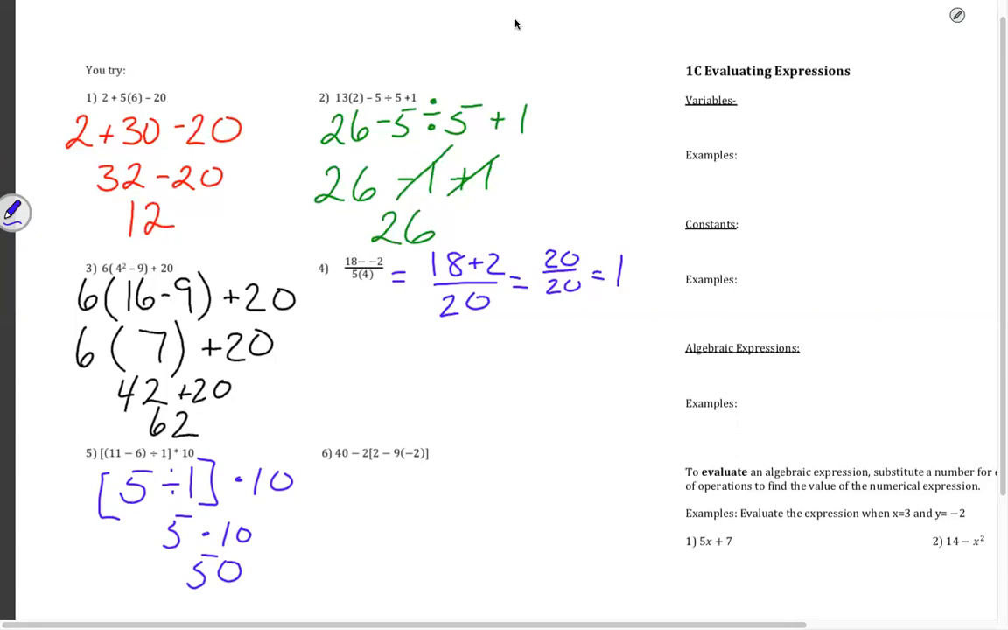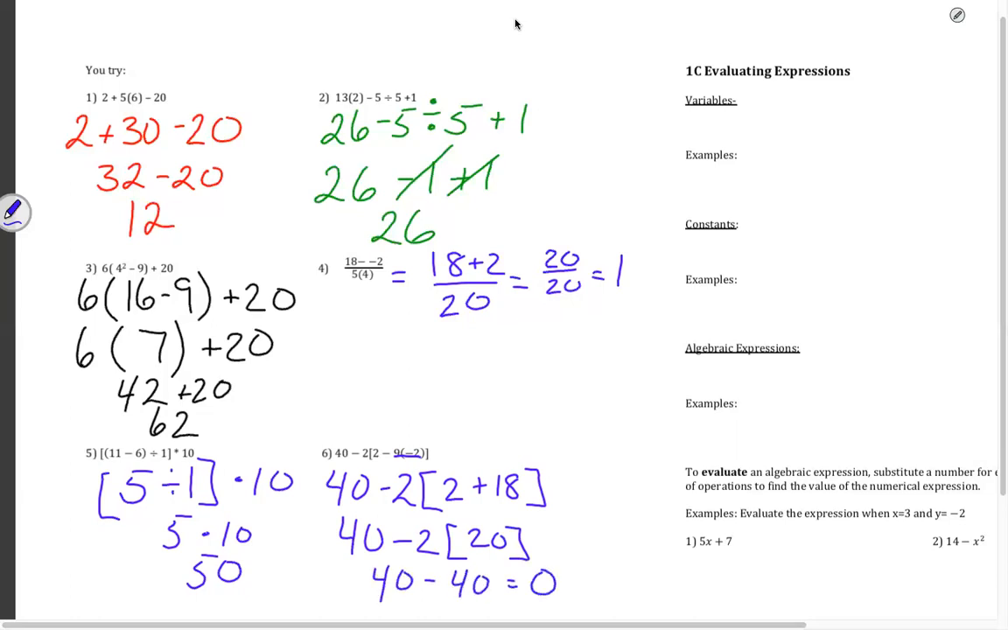And then for number 6, we're going to start all the way inside, all the way right there. So I have 40 minus 2, bracket 2, and then that's plus 18. Because negative 9 times negative 2 is positive 18. Now I'm going to do 2 plus 18. That's 20. 40 minus 40 is 0. I think that's it. All right, that's it.